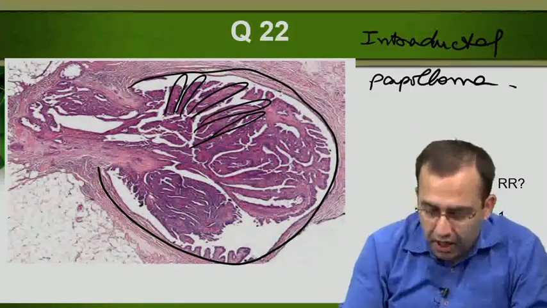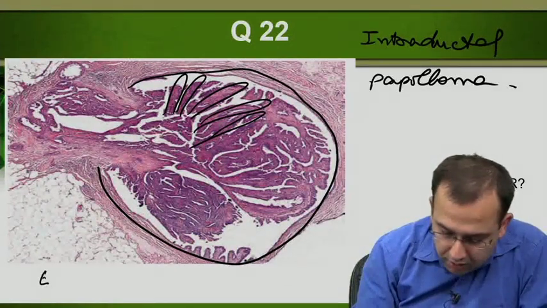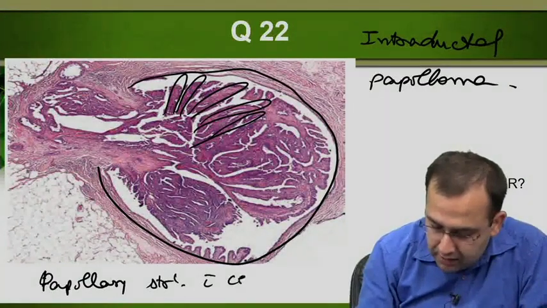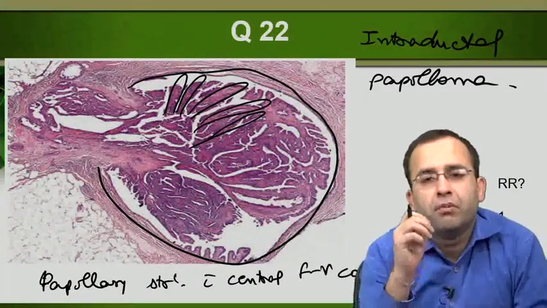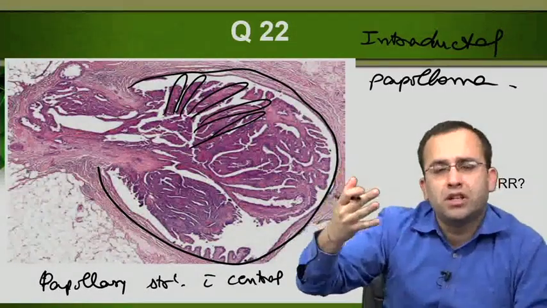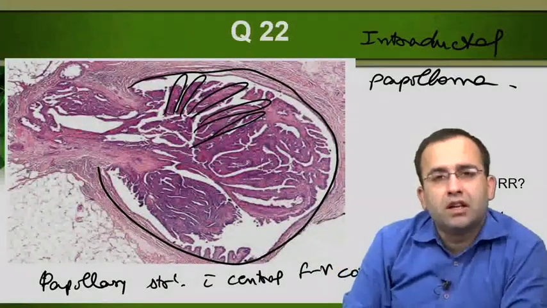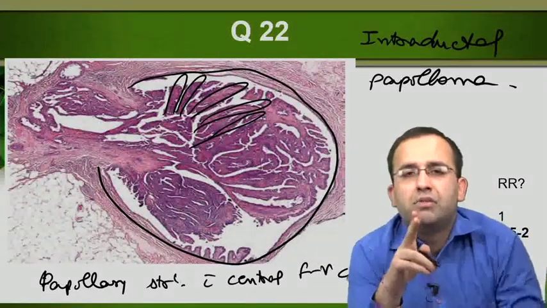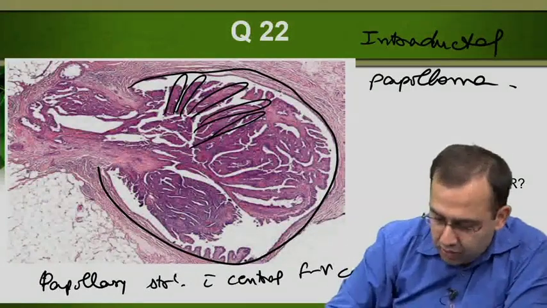What you see here are the enlarged papillae with a central fibrovascular core. Papillary structures with central fibrovascular core. The pink areas are the fibrovascular core. It looks like a papillary structure, intraductal papilloma. Question was relative risk in this. The relative risk in this is the second category of epithelial breast lesions, that is proliferative breast disease without atypia.